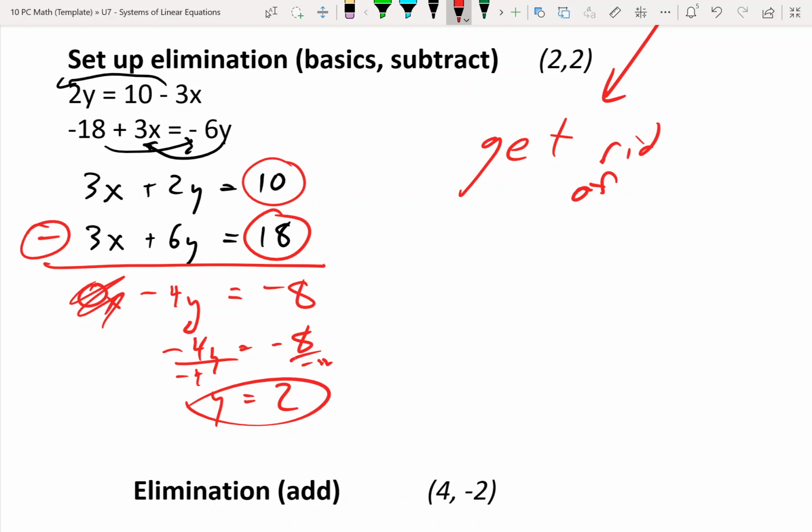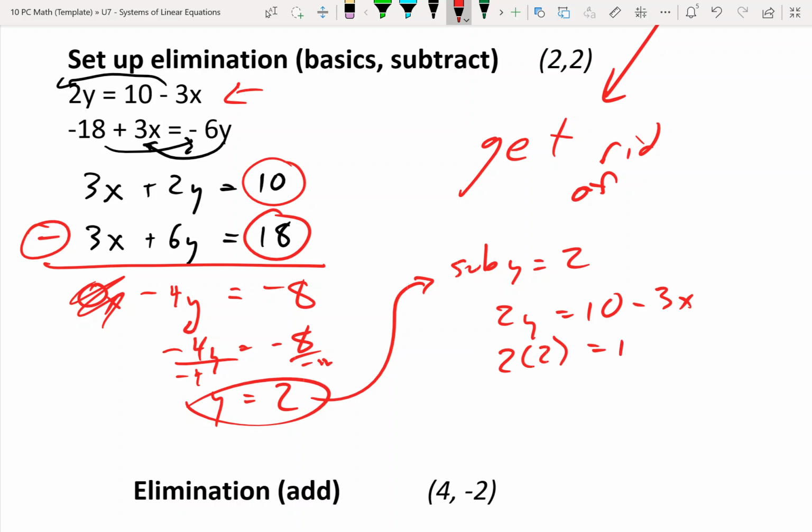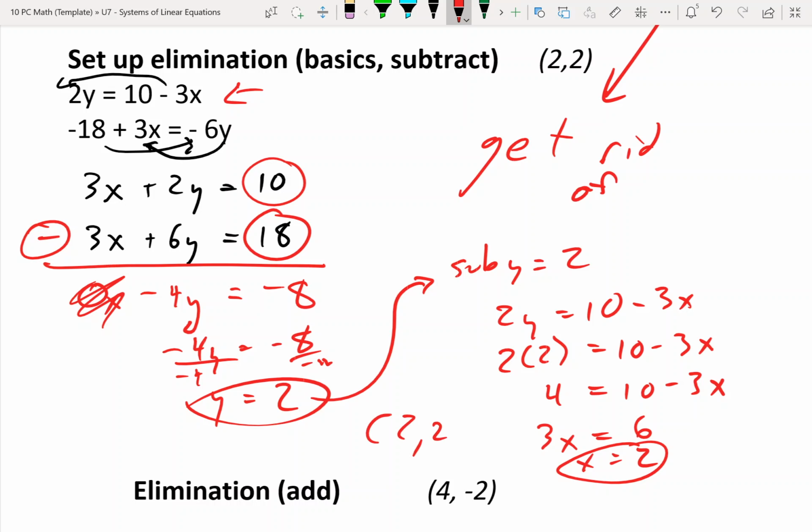Now, again, after you know what y is, we need to sub and solve. Sub y equals 2, whichever equation, it doesn't matter. So let's do that first one. So 2y equals 10 minus 3x. 2 times 2, 4 equals 10 minus 3x. 3x equals 10 minus 4, which is 6. x equals 2. That's our answer. So the answer would be 2, 2.